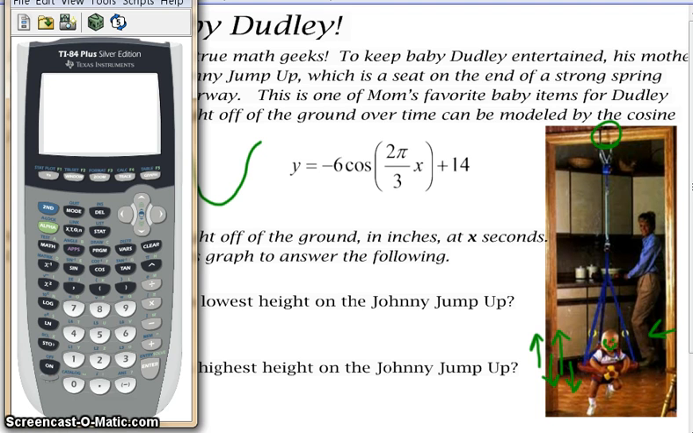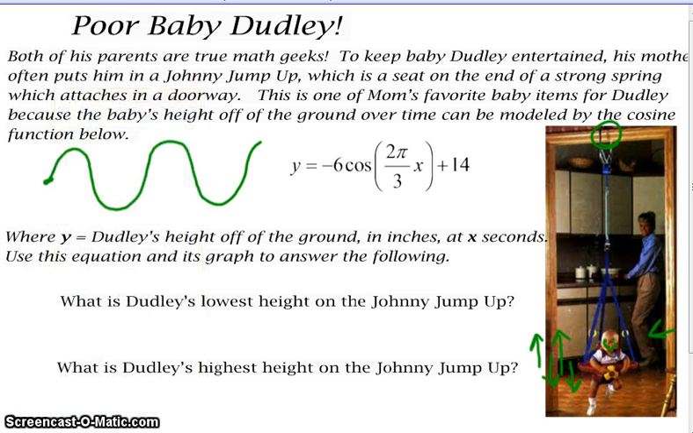So just to go slowly, this is largely a calculator problem. I hit the y equals, negative 6 cosine. Now I've got this 2 pi over 3, so I've got to put that in its own parentheses: 2 pi divided by 3. That's my fraction, so I closed off the fraction parentheses. X, close the cosine parentheses, and I've got plus 14. Okay, so I've got my equation into my calculator. Yay me.